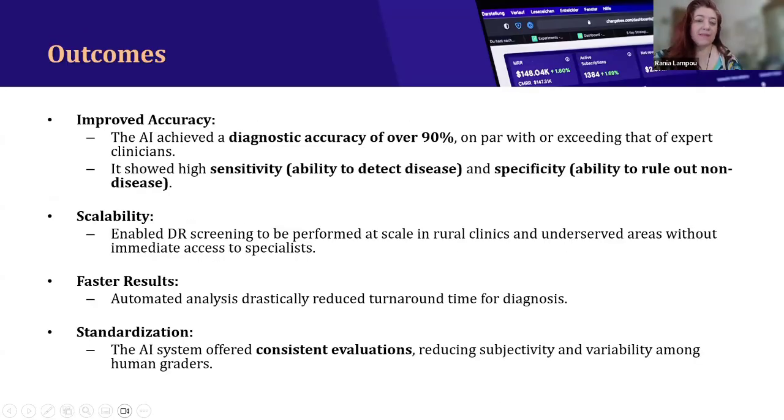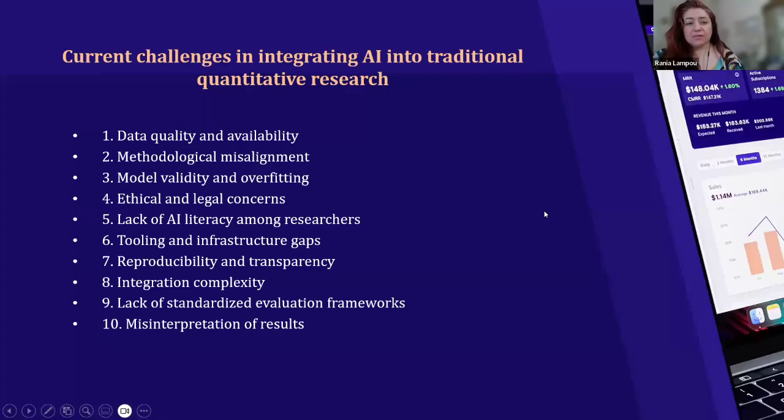What are the outcomes of this AI application? The AI achieved a diagnostic accuracy of over 90%. It showed high sensitivity and specificity. The scalability is also higher, with faster results. Standardization: the AI system offered consistent evaluation, reducing subjectivity and variability among human graders. The challenges and future trends, before concluding. Current challenges: methodological alignment, model validity and overfitting, the lack of AI literacy among researchers. So we need to organize more workshops on AI literacy.